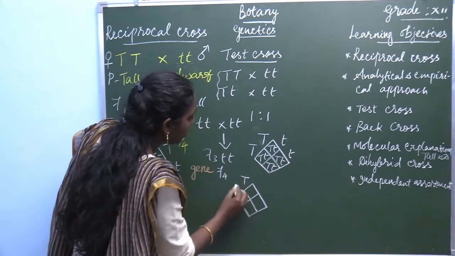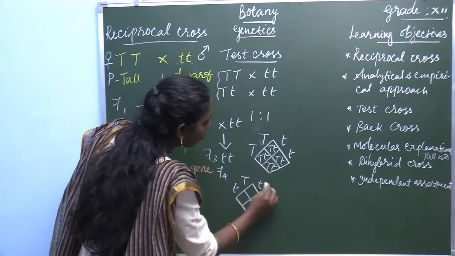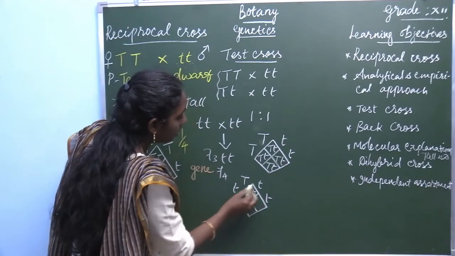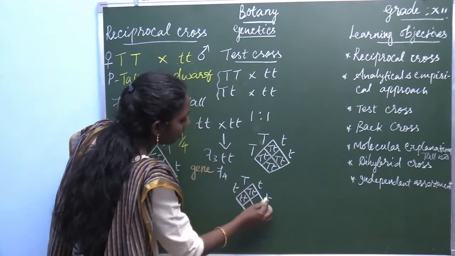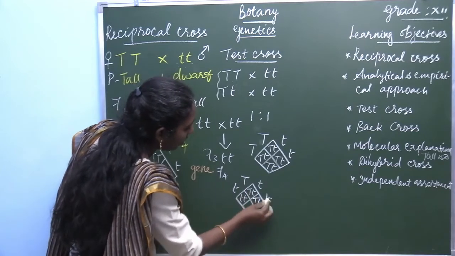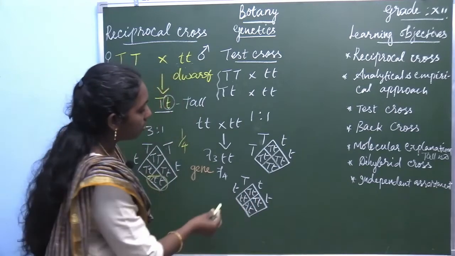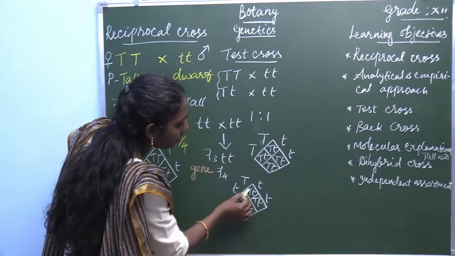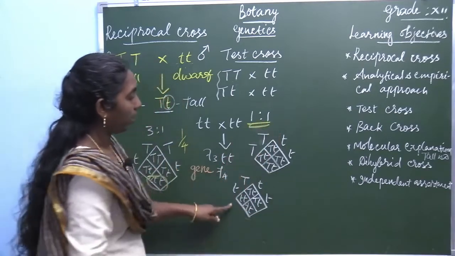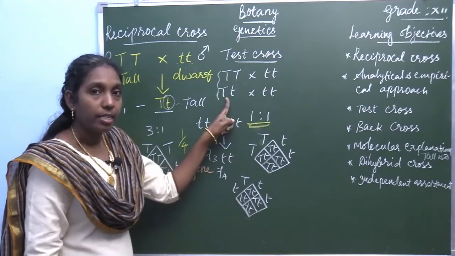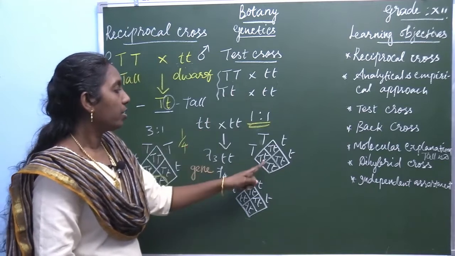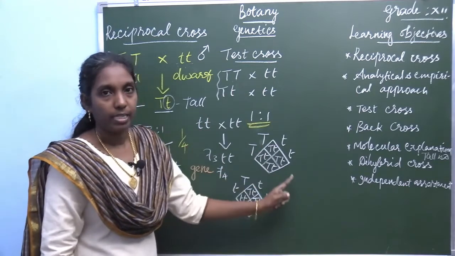Capital T small t and small t gives the ratio: capital T small t and small t. So these two are small t and these two are capital T small t. So the ratio is 1:1. Heterozygous produces a 1:1 ratio. Homozygous tall gives all tall plants.